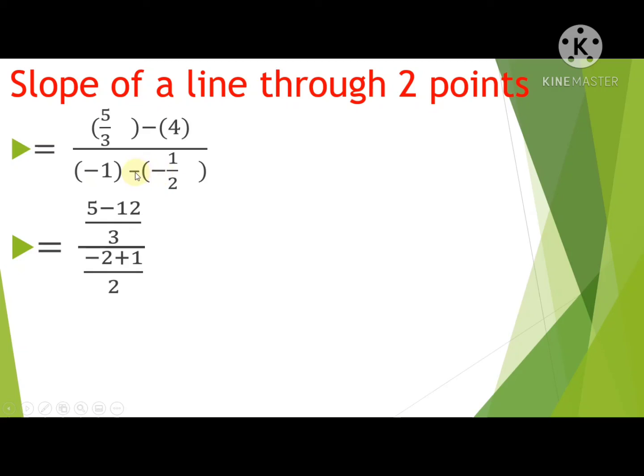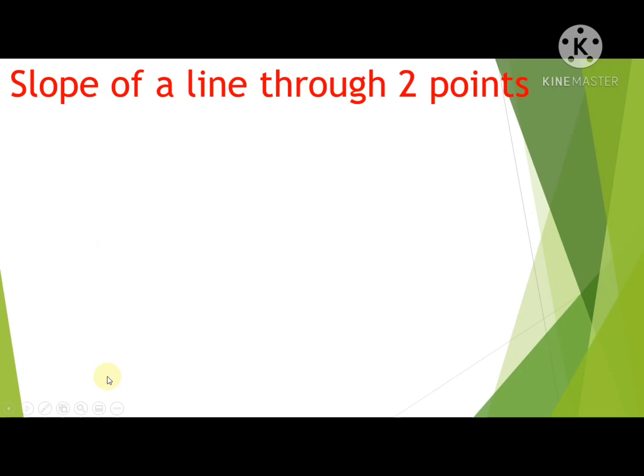Change the operation since same negative. And then, 1. So, 5 minus 12 is negative 7 all over 3. Then, here in the denominator, negative 2 plus 1 is negative 1 over 2.